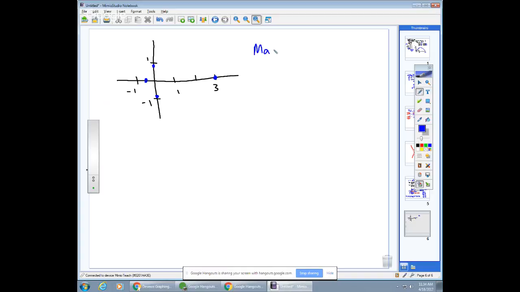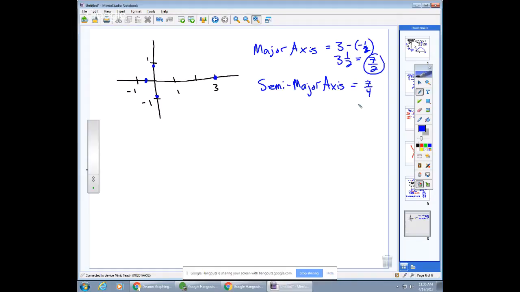So the major axis here, and I'll plot some more points in a sec. Major axis, well, that would be just the distance between these 2 points on the x-axis. So my major axis is going to be equal to 3 minus -1/2, which is just 3.5, or what, 7/2? Often what we want is the semi-major axis, because that's useful in rectangular coordinates. So I'm just going to make a note here that the semi-major axis would be half of this length, or 7/4, right? 1 3/4.